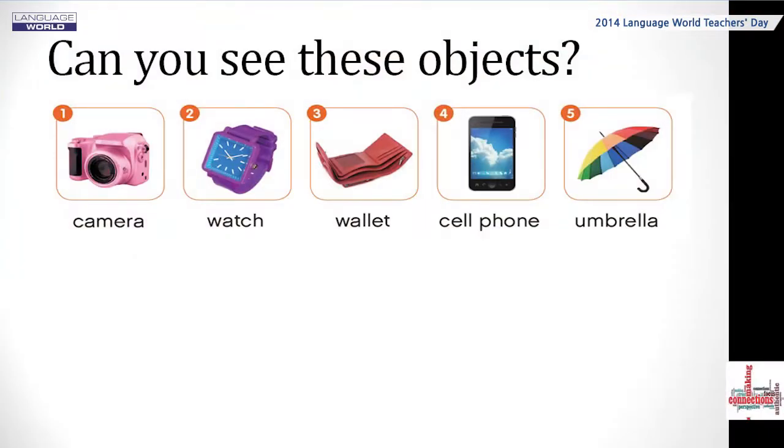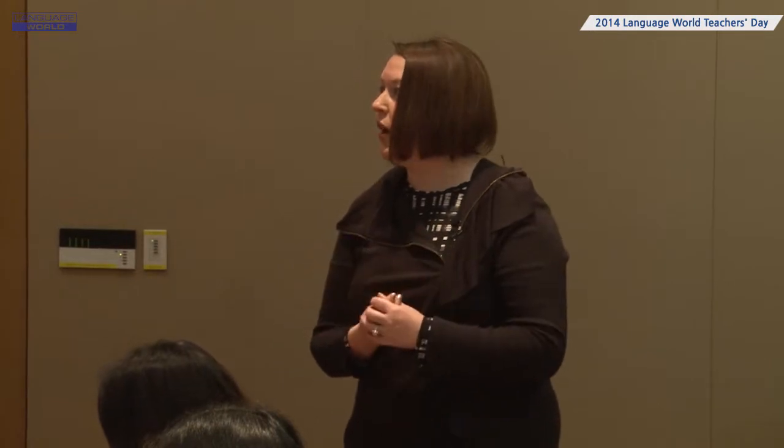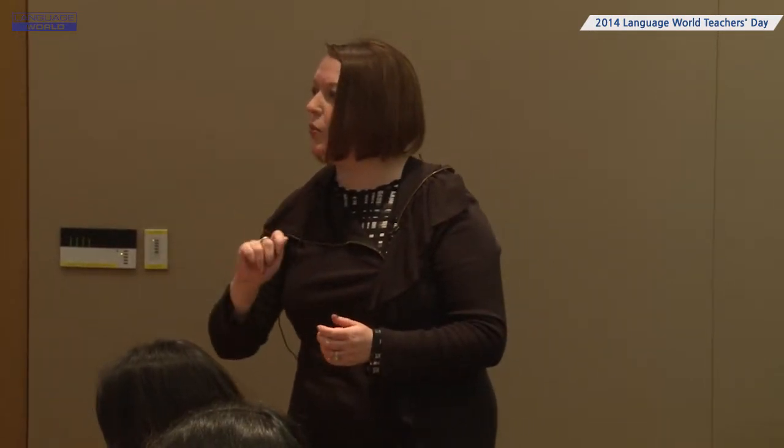Okay. Number 1, you are the pink camera. Number 2, you're the watch. Number 3, wallet. Number 4, number 5, umbrella. Good. You have 1 minute within your teams, within your group. So we're back to small groups. Okay? So in your partner, group of 3, group of 4, you have 1 minute. How many words can you come up with about your object?